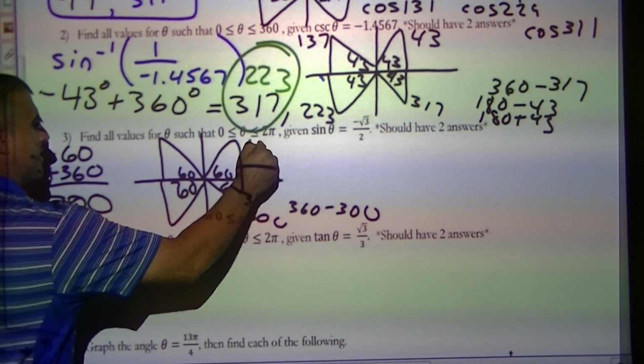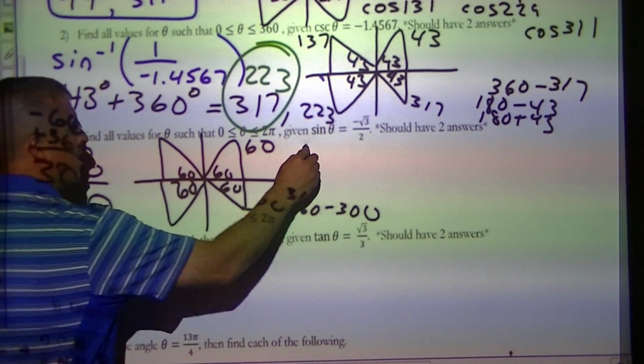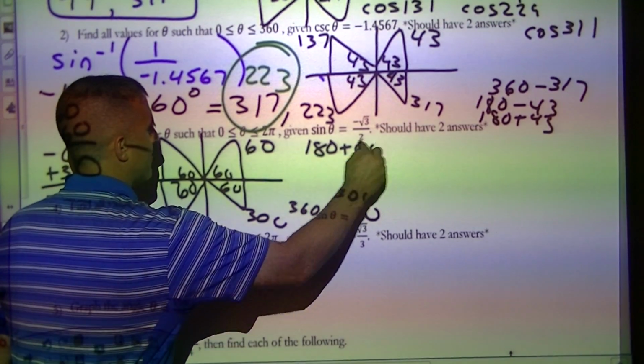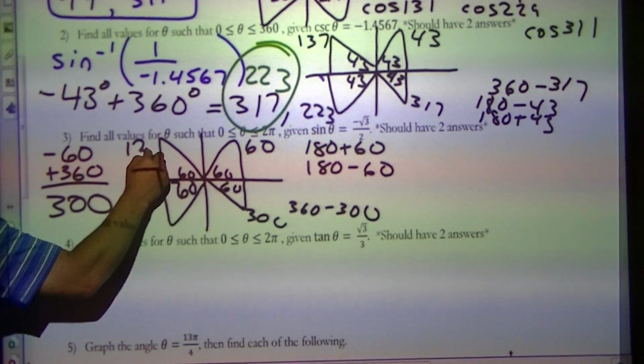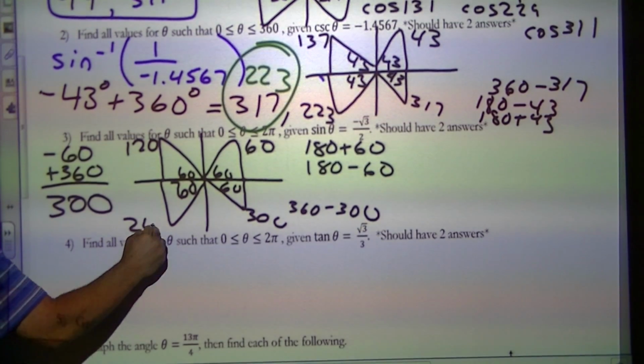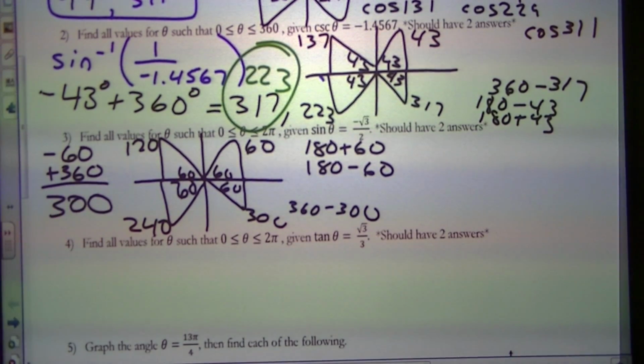Okay, this outside angle will be 60 to get these other 2. 180 plus 60, 180 minus 60. Obviously, the 180 minus 60 would be 120. This would be 240. Okay, just remember your quadrants as you go around.